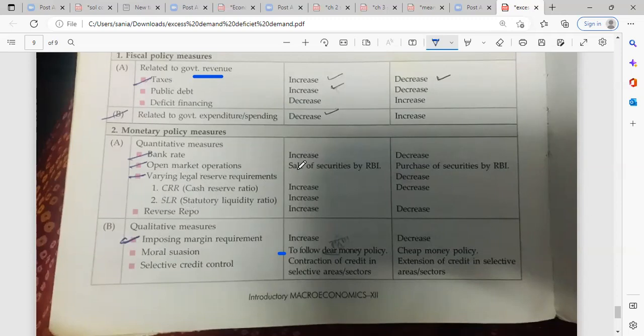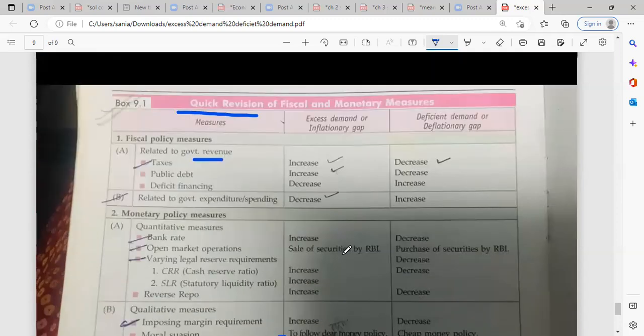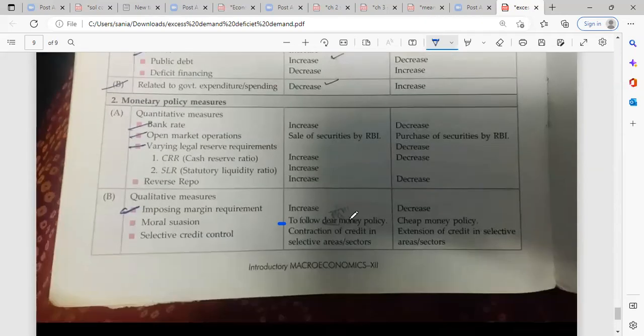So over here, increase, decrease, sale, and everything is written. Qualitative: imposing a margin, you will increase. Moral suasion: when there is inflation, you will ask them to follow the dear money policy, because excess demand is there, you will ask them to follow a dear money policy. And selective control: when there is excess demand, you will contract, you will stop the supply of money, and over here you will expand.